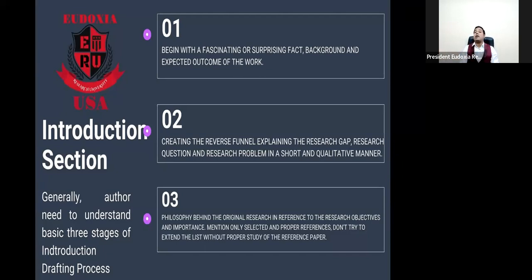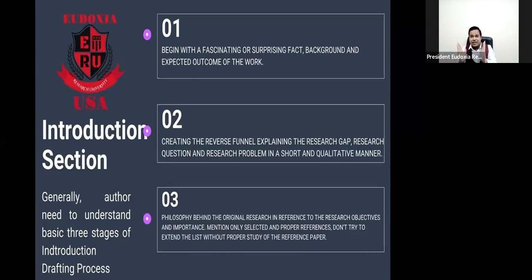Then the background of the research should be mentioned: why you are doing this research, and what the background of this theory or methodology is, etc. At the very beginning, you need to capture the minds of the people here, and the expected outcome. Of course, in the first paragraph, you will slightly speak about why you are doing this research. In the second paragraph of the introduction part, it is very important: creating the reverse funnel.